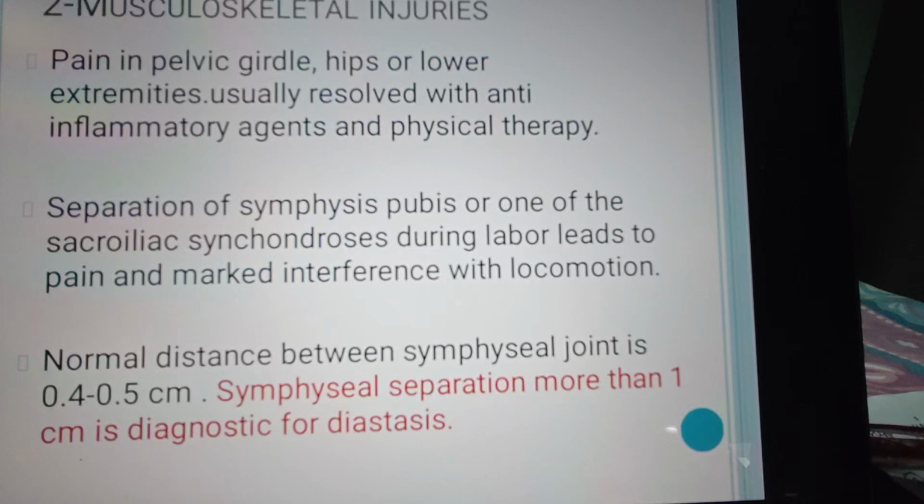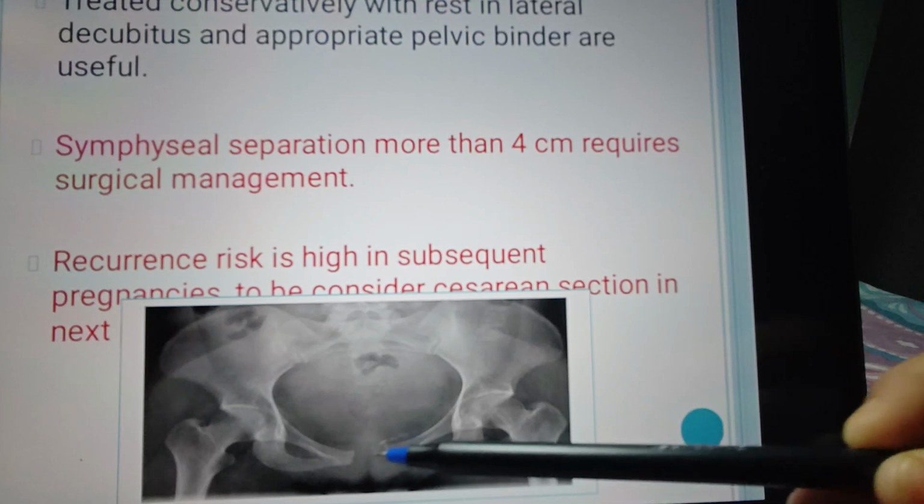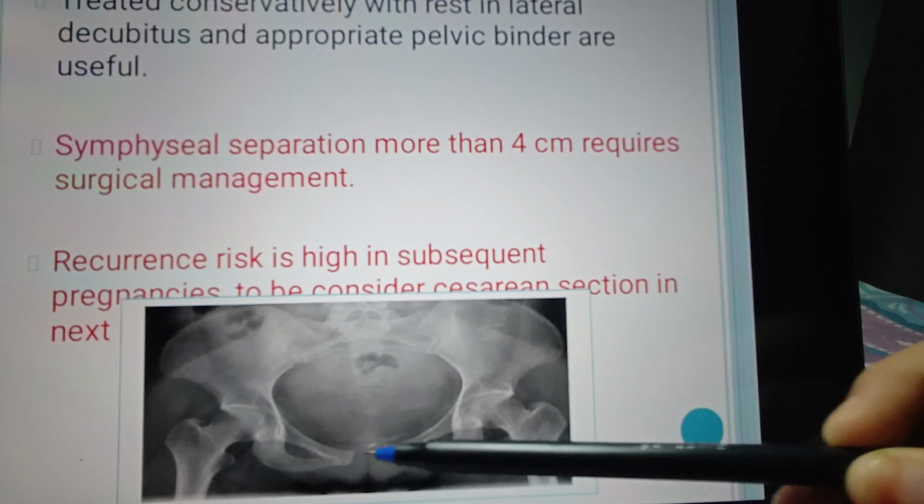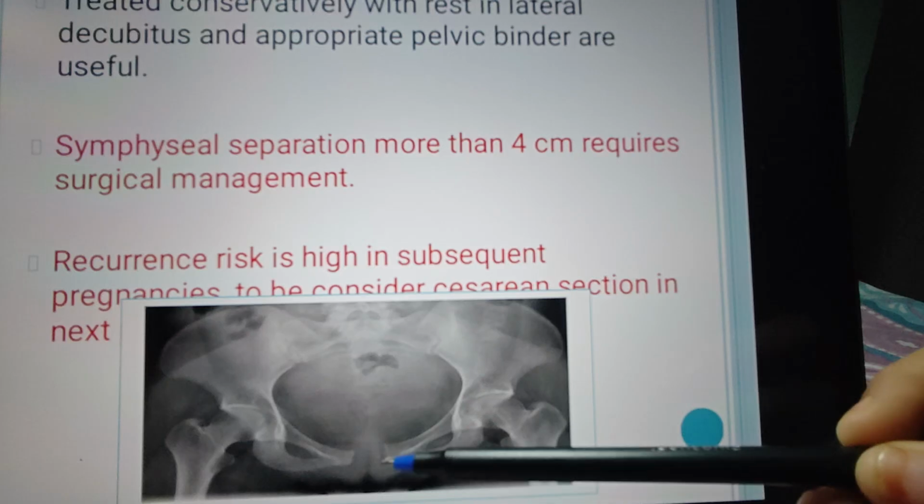joint is 0.4 to 0.5 centimeter. Symphysial separation more than 1 centimeter is diagnostic of diastasis. So in this patient, you can see on the X-ray that the distance between both sides of the pubic symphysis is increased, and it is more than 4 centimeters, and hence it requires a surgical treatment.